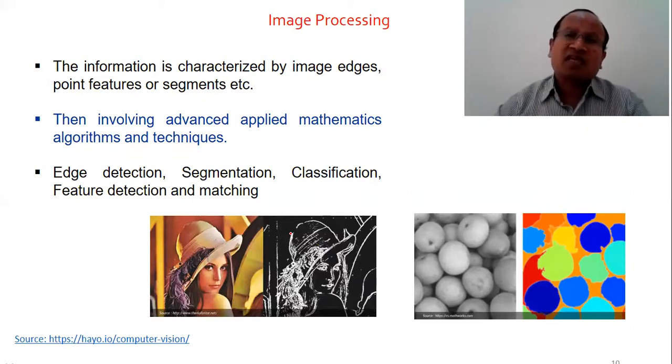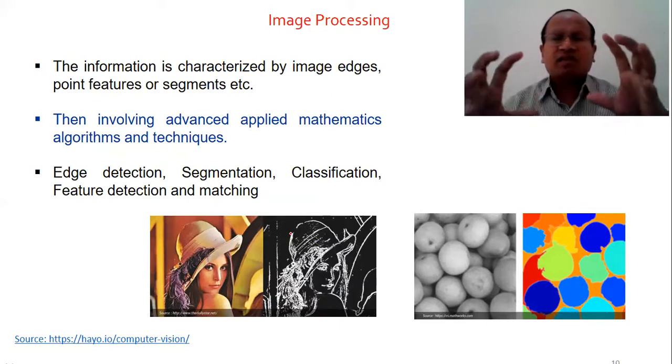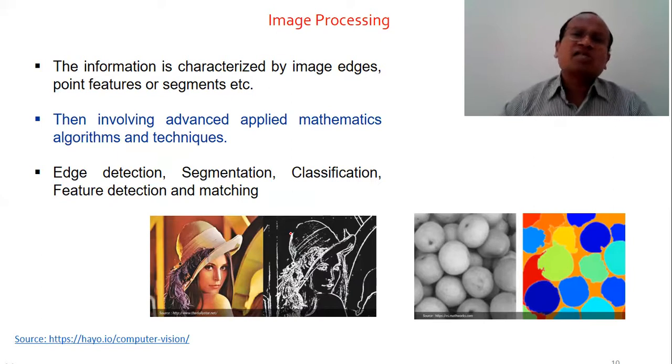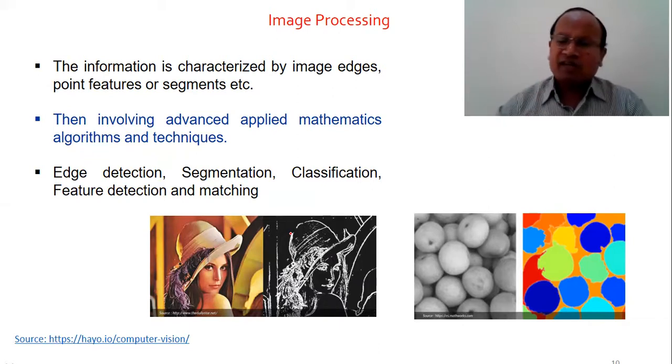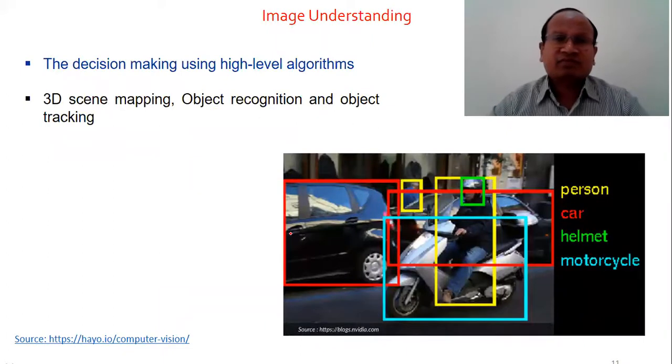Color image processing, image enhancement, image restoration are all the important components which make image processing, as a whole, a major component in computer vision.